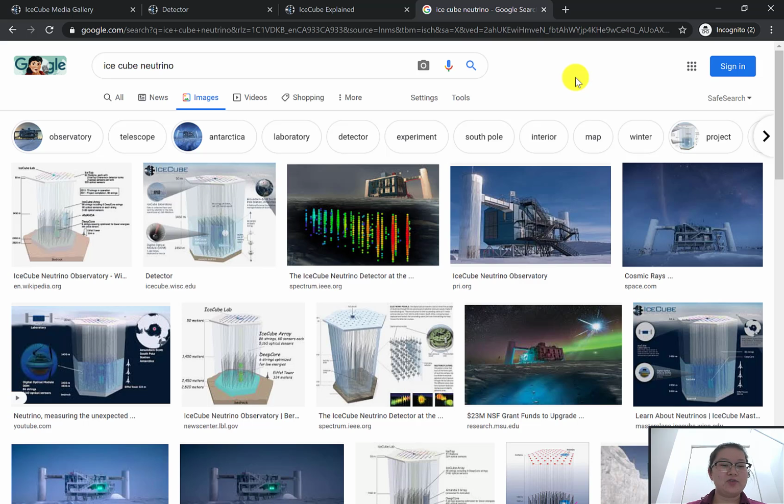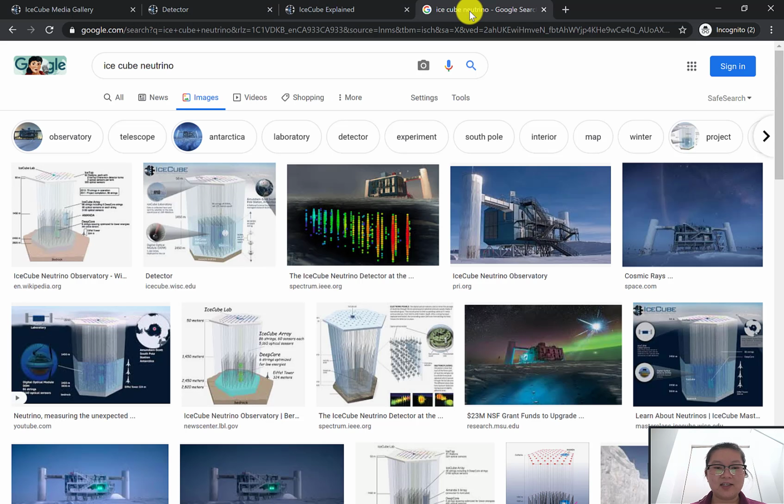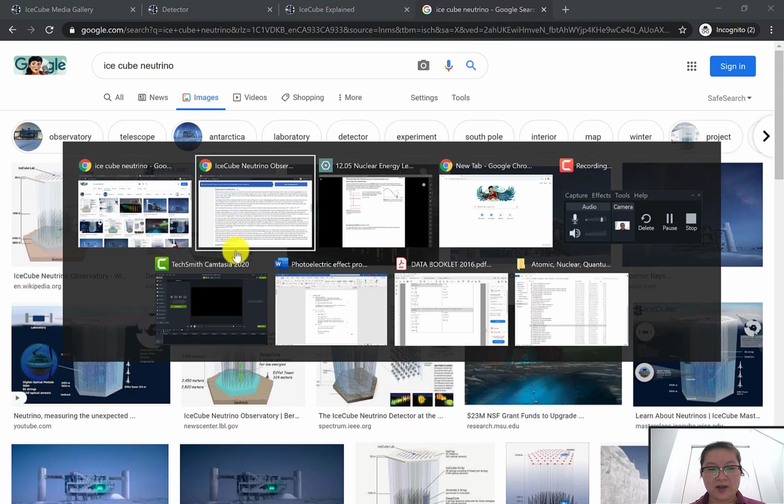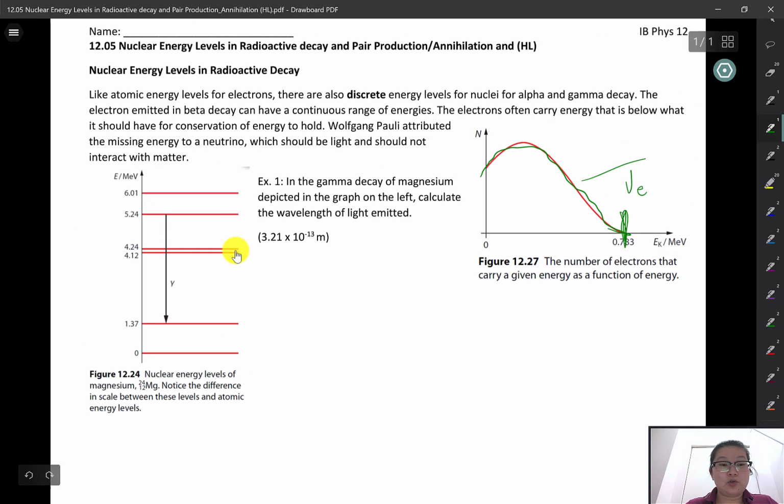So if you would like to, you can look into the Ice Cube Neutrino Observatory. The site is, I don't know, I'm having trouble with accessing the site, so I'm just pulling up some images here. So there you go, some interesting thoughts about the neutrino.